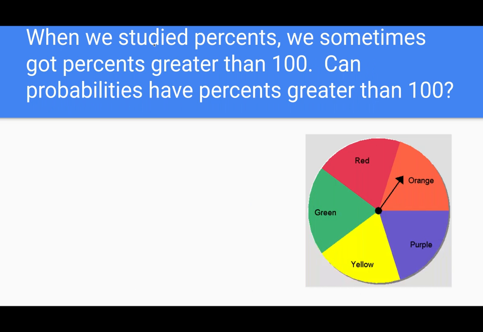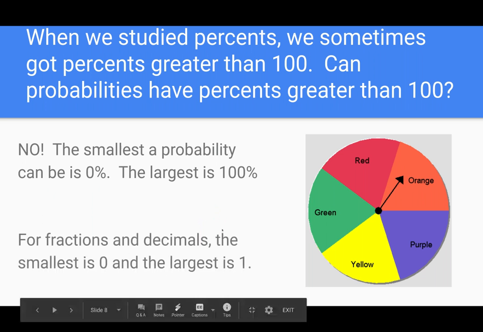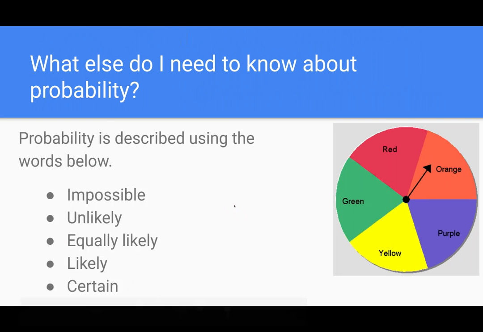All right. Well, when we studied percents, we sometimes got percents greater than 100. Can probabilities have percents greater than 100? The answer is no. The smallest probability you should ever get is 0%, and the largest is 100%. If we're talking about fractions and decimals, the smallest number you should get is 0 and the largest is 1. So it just depends on your number form, okay? Percents go from 0 to 100. Fractions and decimals go from 0 to 1. Well, what else do I need to know about probability?